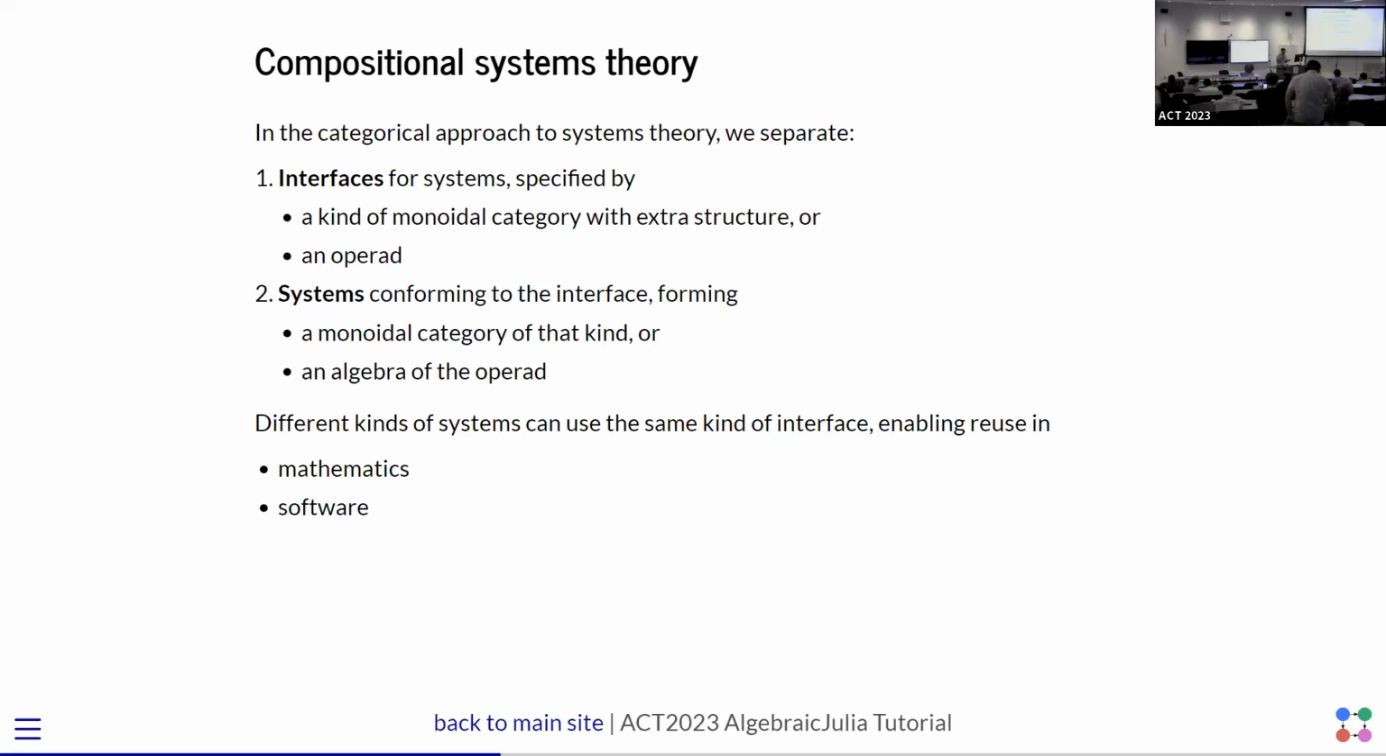Now, the point of this whole way of thinking is that abstracting away from particular systems to the kinds of interfaces that they can have enables reuse of ideas, not just in mathematics, which is a theme of all of applied category theory, but in software as well. We want to build on these abstractions to make software that's more general than people typically do.